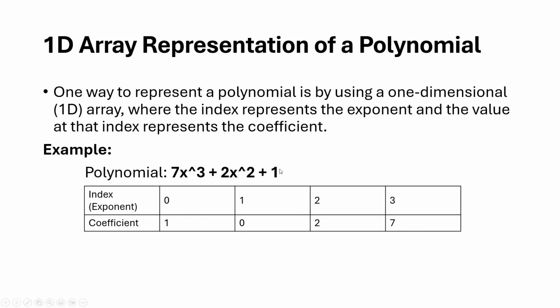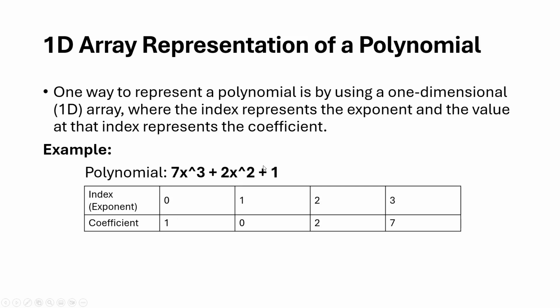So what is the coefficient of x to the power 0? This term 1 is multiplied with x to the power 0 because something to the power 0 is always 1. So that means the coefficient of x to the power 0 is 1. So we will store 1 in the index 0.